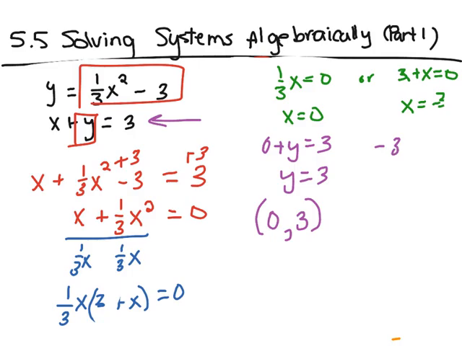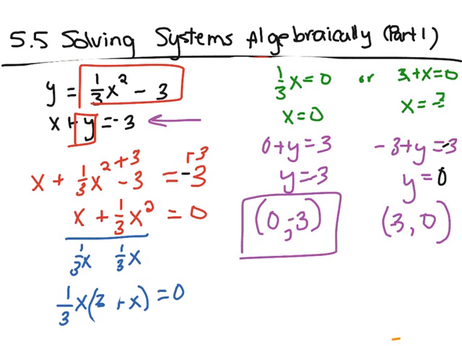So negative 3 plus y equals 3. So y would have to equal 0. This should be a negative 3. So our 2 points are 0 and negative 3, or negative 3 and 0. I keep forgetting all these negatives. Okay, there we go. Now it's right. Sorry.